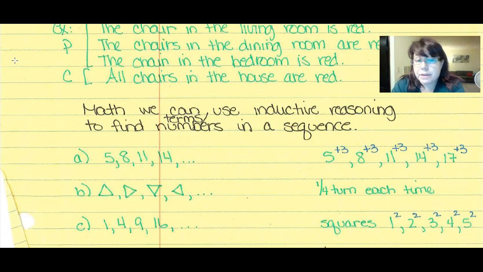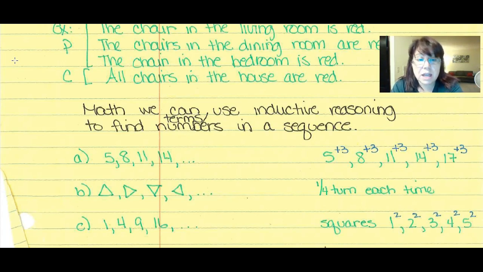Now in math, we can use our inductive reasoning to find numbers or terms in a sequence. For example, 5, 8, 11, 14, and so on. If the pattern continues, which is what the dot, dot, dot, the ellipsis, means, then we should be able to inductively reason that the next number is going to be 17 in that series.